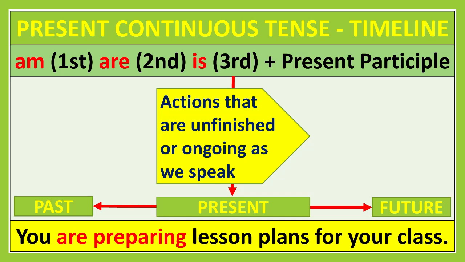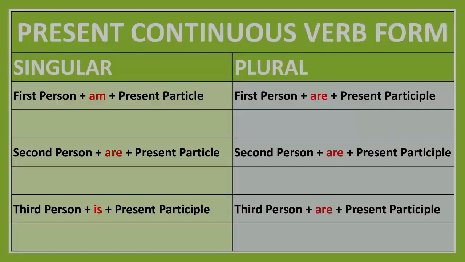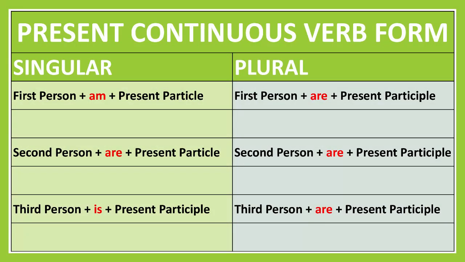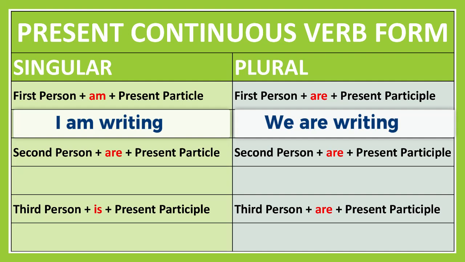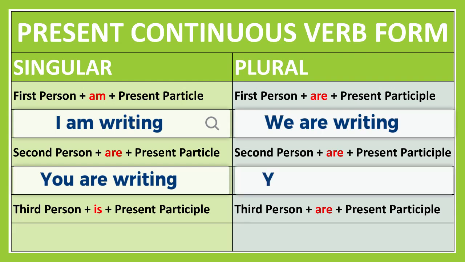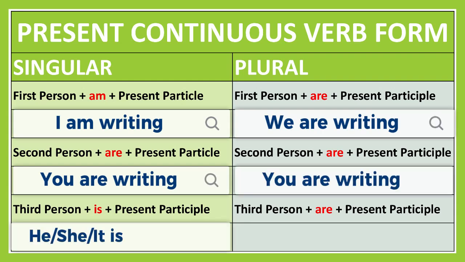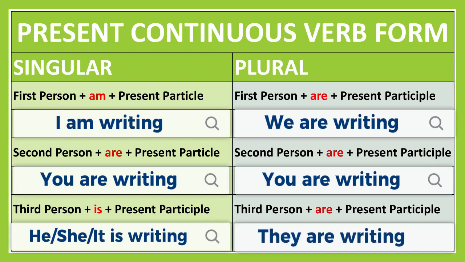Now let's practice conjugating verbs for the present continuous form. Use the verb write. First person singular, I am writing. First person plural, we are writing. Second person singular, you are writing. Second person plural, you are writing. Third person singular, he, she, or it is writing. Third person plural, they are writing.